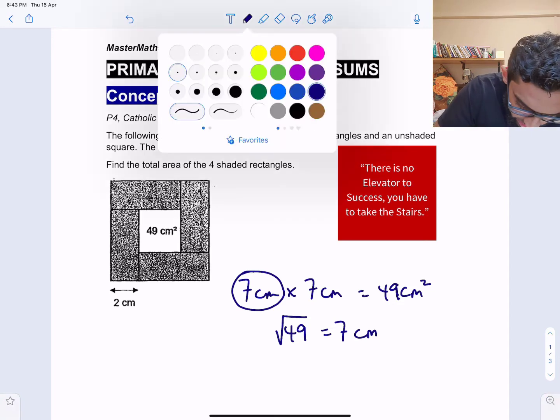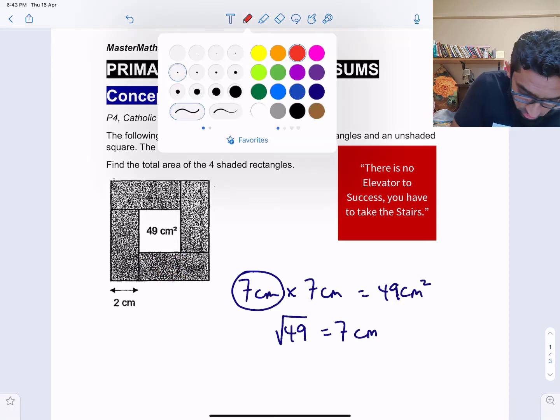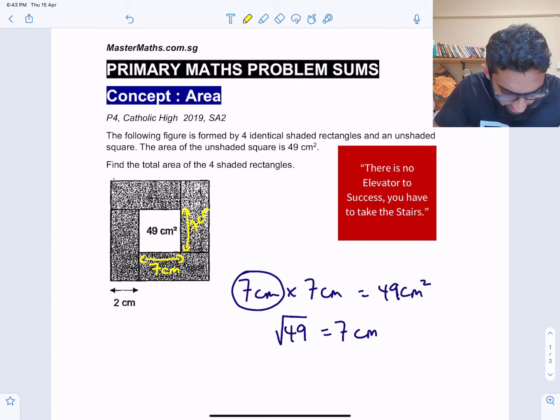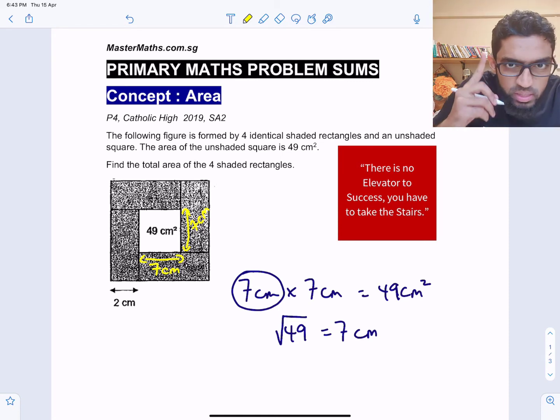So what does this tell us? This tells us that this side here is 7 cm. Let me use the yellow color, it's better. So over here, from here to here, 7 centimeters. Same thing over here in the breadth, 7 cm also. So the question is, what is the area of the 4 shaded rectangles? Now to do this, we can find the area of just one of the rectangles first.